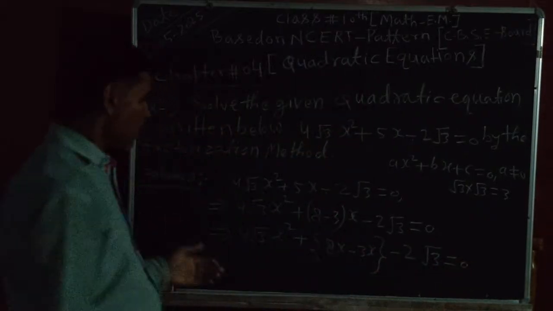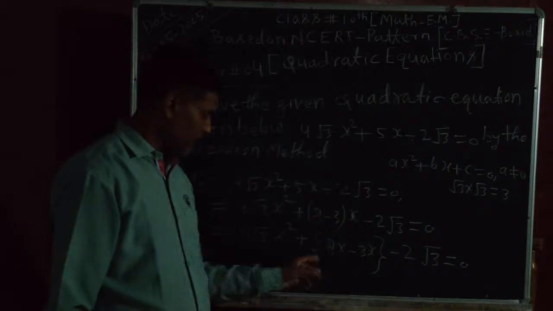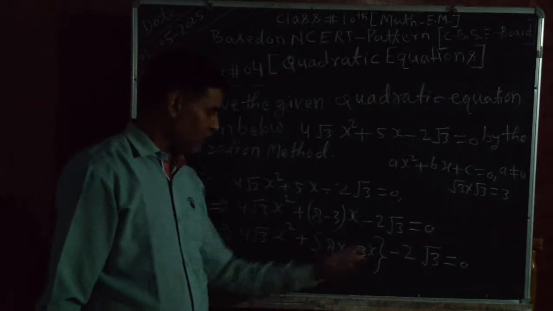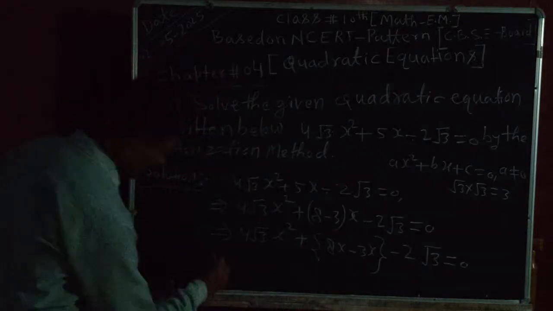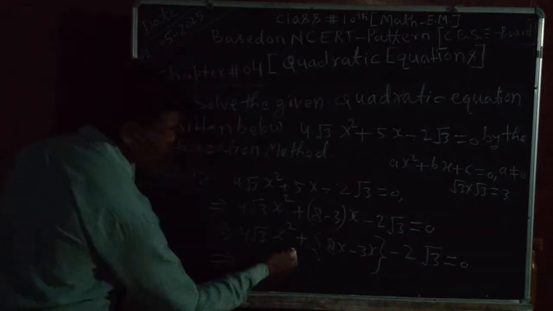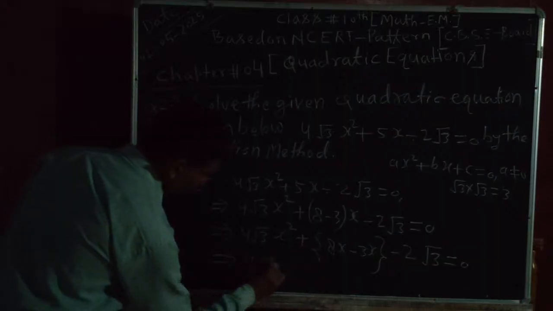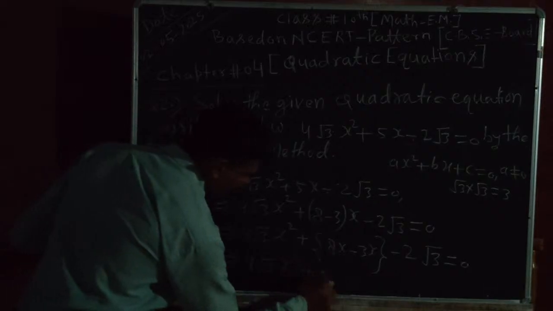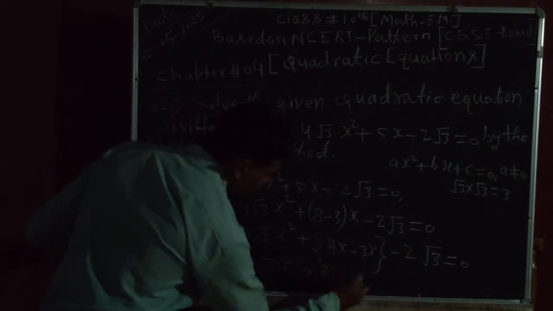Okay student, again I will remove this bracket, and with a plus sign I will multiply. After multiplying with the plus sign, there will be 0. So here I will write 4 root 3 into x square, plus 8 into x minus 3x, minus 2 root 3, which is equal to 0.